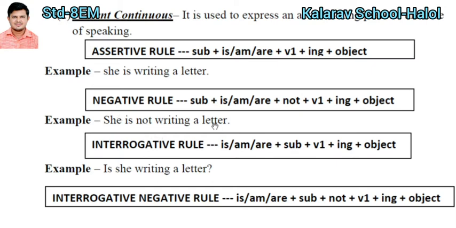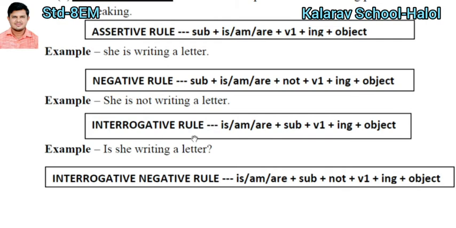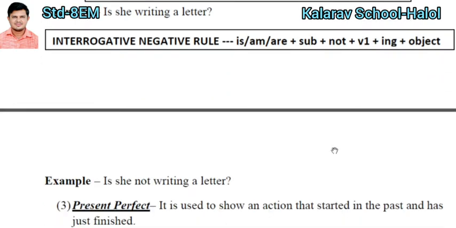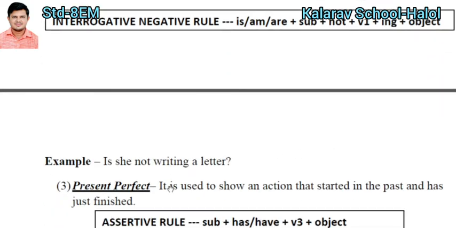If you transform the same sentence into the interrogative rule, am, is, are come ahead in front of the subject. Then the subject will come, then the verb with ing and the object. Is she writing a letter? It is very easy. And the interrogative negative rule: am, is, are, subject plus not. So, is she not writing a letter? That indicates the negative form.